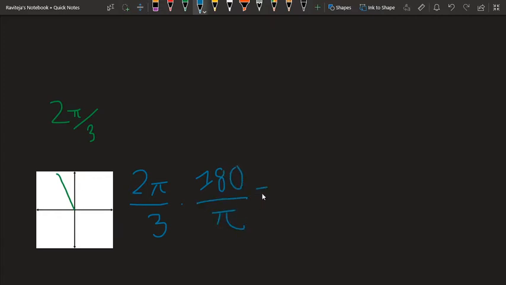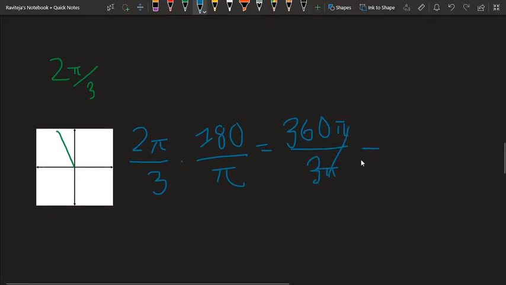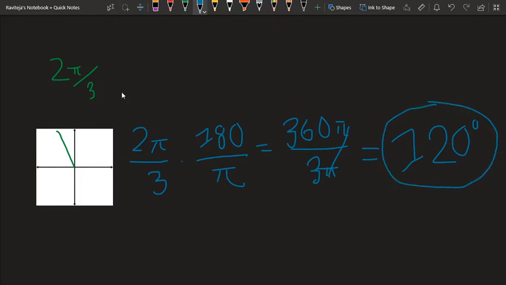So we multiply 2 pi over 3 by 180 over pi. That would give us 360 pi over 3 pi. The pi's would cancel out, and then 360 divided by 3 equals 120 degrees. Hopefully this makes sense, because if I told you to draw 120 degrees on this, you would have put it in the same exact position as 2 pi over 3. Therefore, the degree measure of 120 degrees is equal to the radian measure of 2 pi over 3.